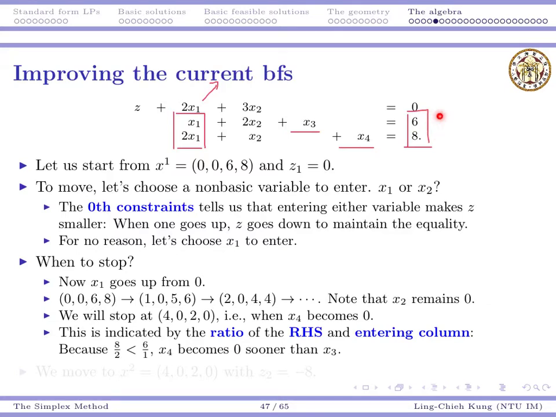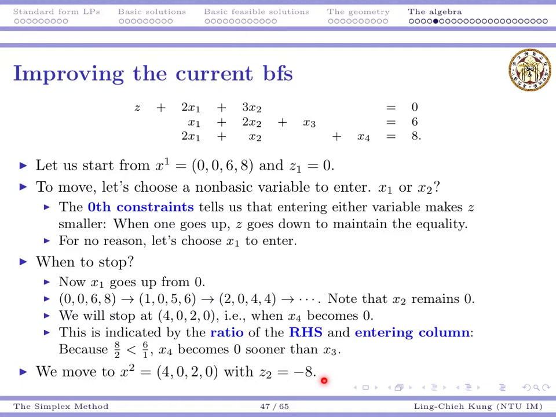But for the first constraint, x1 can be up to 6. That's exactly because we have this competition among ratios: 8 divided by 2 is less than 6, so x4 becomes 0 sooner than x3. We know this because of the ratio of these two columns. So knowing that, we will move to x2 with a new objective value. z2 can now become negative 8. If we plug in 4, 0 into here, z would be negative 8. That's good.